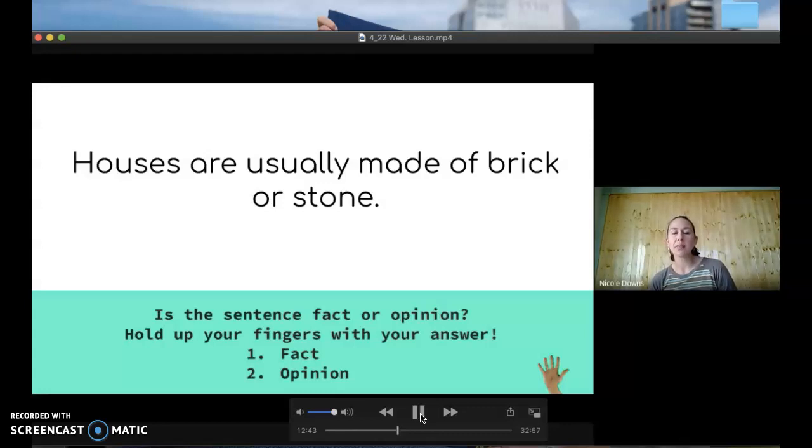Houses are usually made of brick or stone. Is that a fact or an opinion? Show me your answer. What do you think? Maya says 1. Who else is showing me? Adriana says 1. Easton says 1.